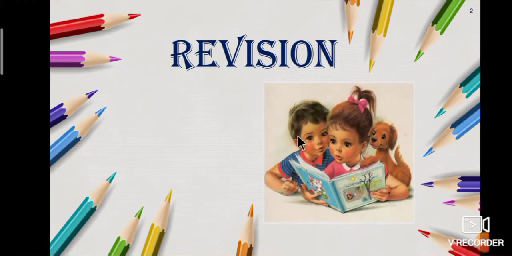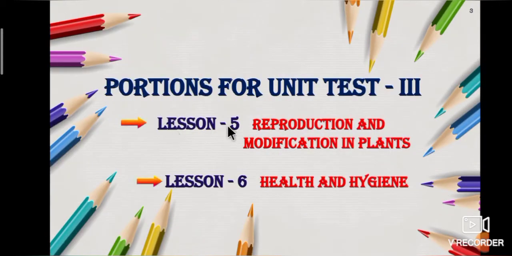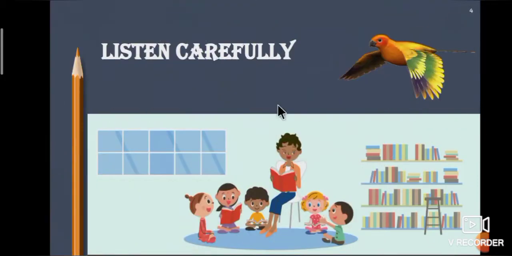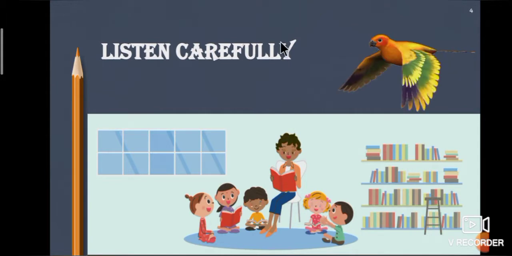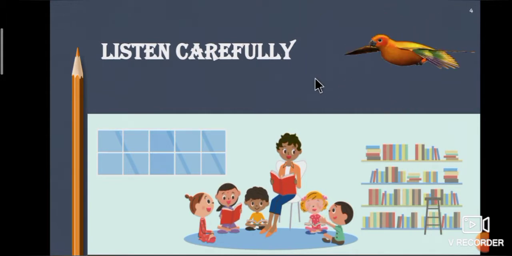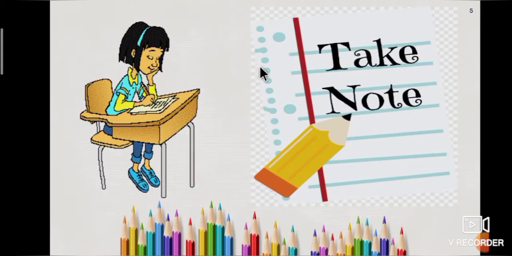Today we are going to revise the lessons we have learned in our previous session. This revision helps you to prepare for the Unit 3 examination. Fifth lesson, reproduction and modification in plants. Sixth lesson, health and hygiene. These are the portions for the Unit 3 examination. So students, listen carefully. Make a note of important points.